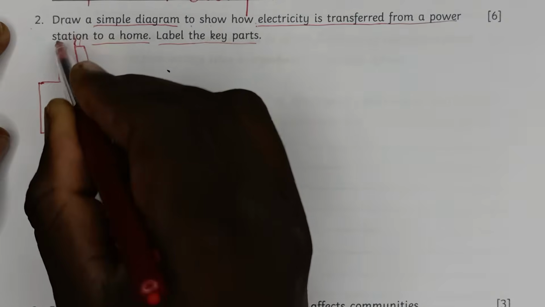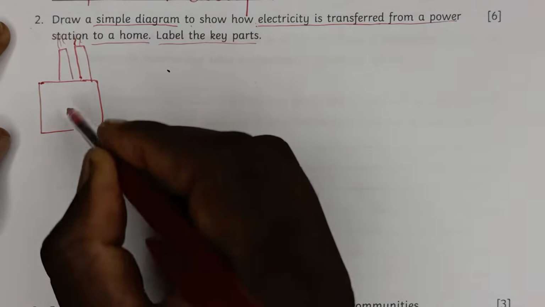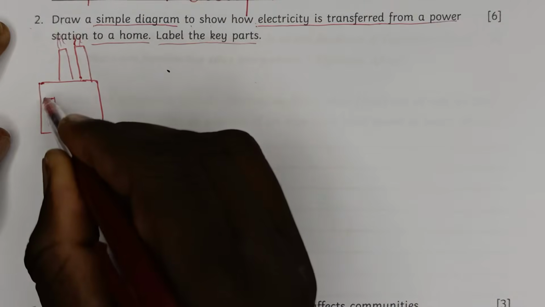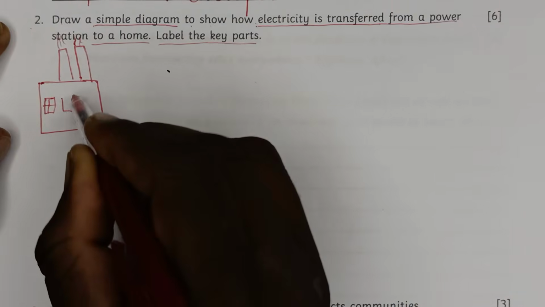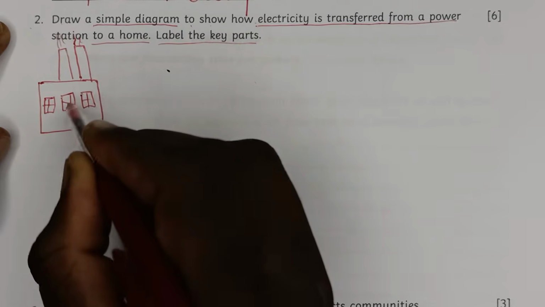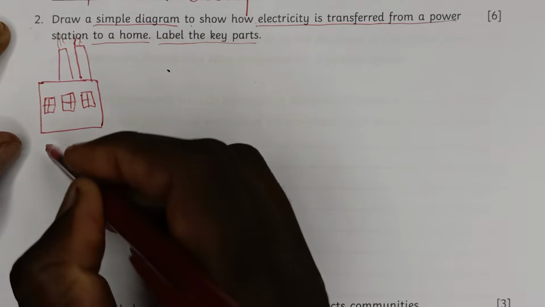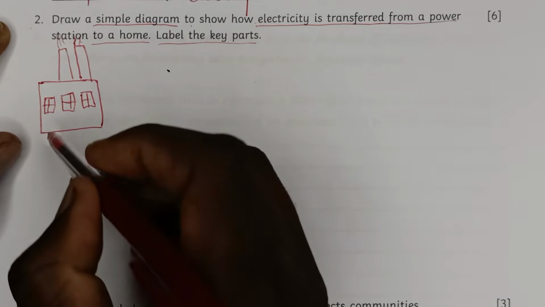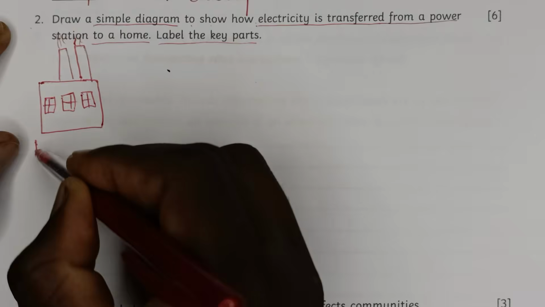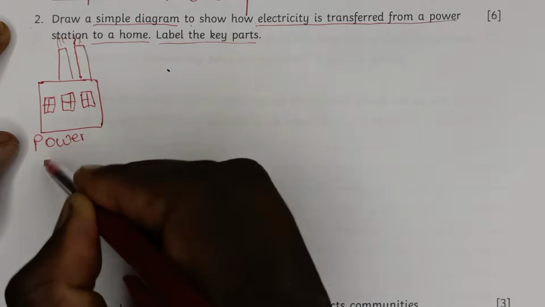You see the chimneys that allow smoke, so we can even put windows there. We generous, we put 3 windows. Our power station should have windows. So this is the power station.